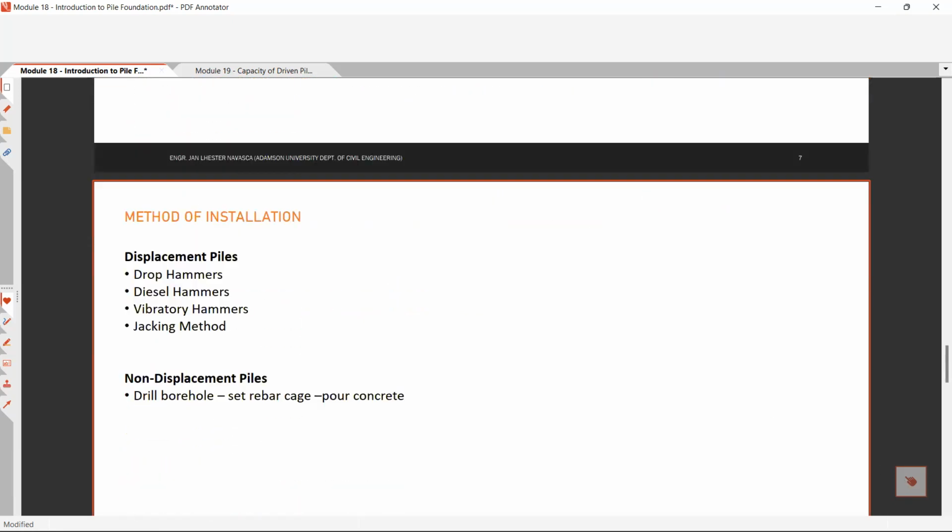So what are the methods of installation? Okay. For the displacement piles, meron tayong tinatawag na mga drop hammers. Okay. Meron din tayong diesel hammers, vibratory hammers, and jacking method. So the problem for the displacement piles is medyo makakaistorbo ka doon sa nearby areas mo. Okay, because kapag nagkakanda ka ng pile foundation, nagkakanda ka ng displacement piles.